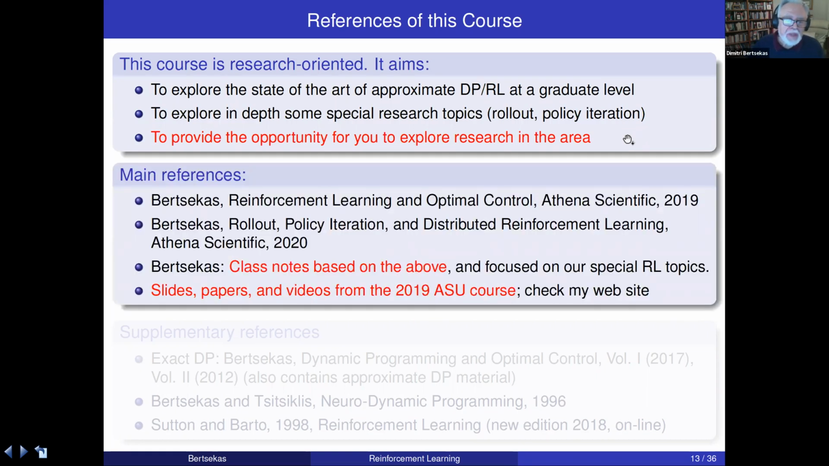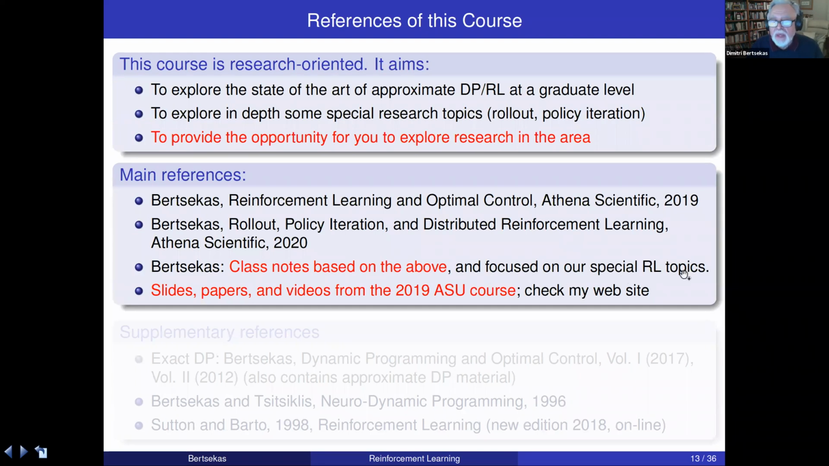Okay, references. There's a book that I wrote during the first offering of the class at ASU in 2019, and then last year another one that focuses more on the topics that we're going to cover in this semester.